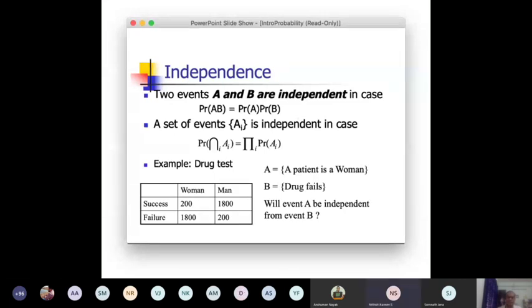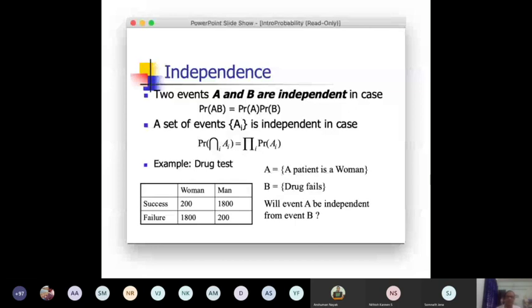So not independent. So how do you find it? Can you explain? Because probability of B is not equal to probability of B given A. Right. So what is the probability of B? Probability of failure is half, because total success is 2000 and total failure is 2000.